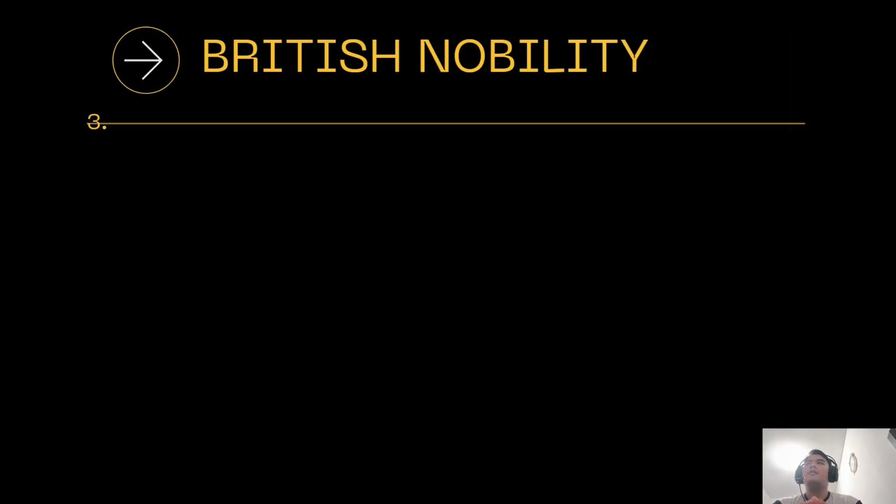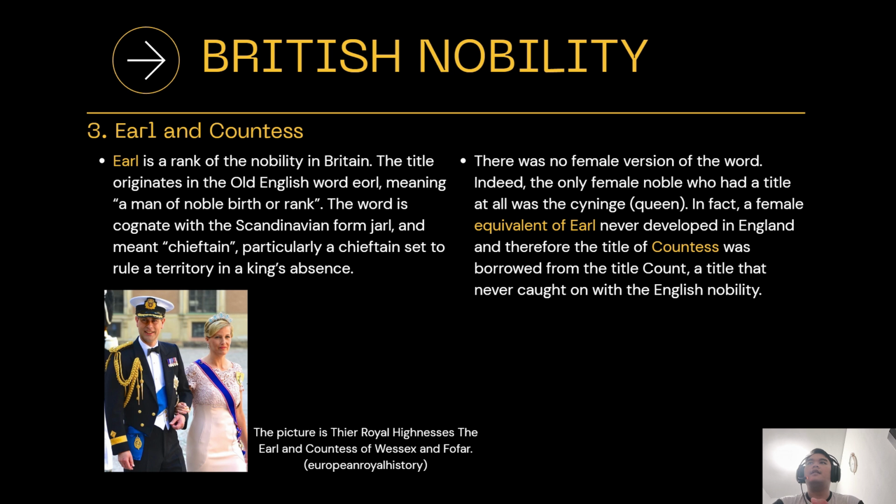And then at rank number 3 is Earl and Countess. Earl is a rank of the nobility in Britain. The title originates in the Old English word earl, meaning a man of noble birth or rank. The word is cognate with the Scandinavian jarl, and meant chieftain, particularly a chieftain set to rule a territory in a king's absence. There was no female version of the word.